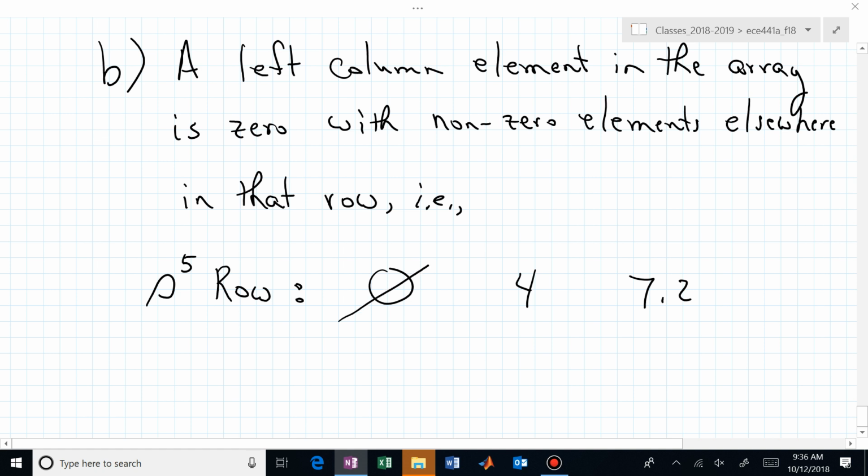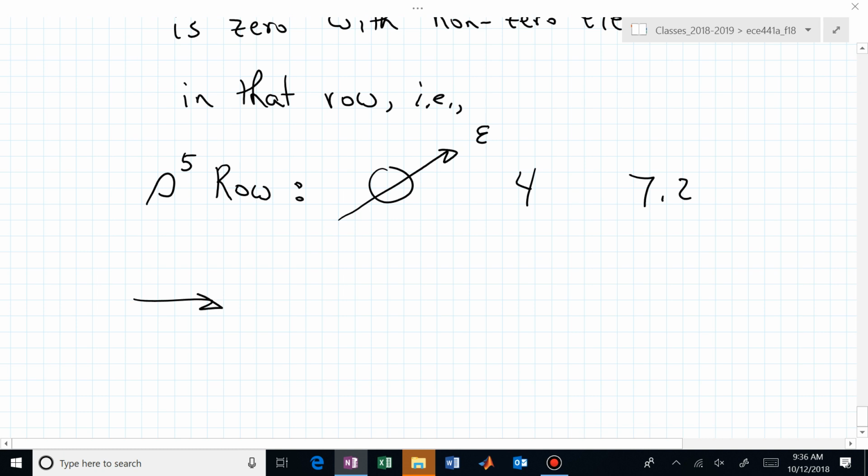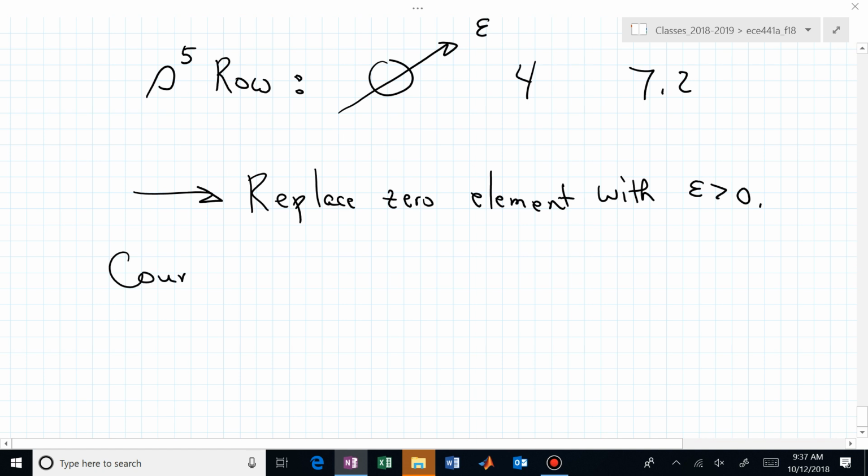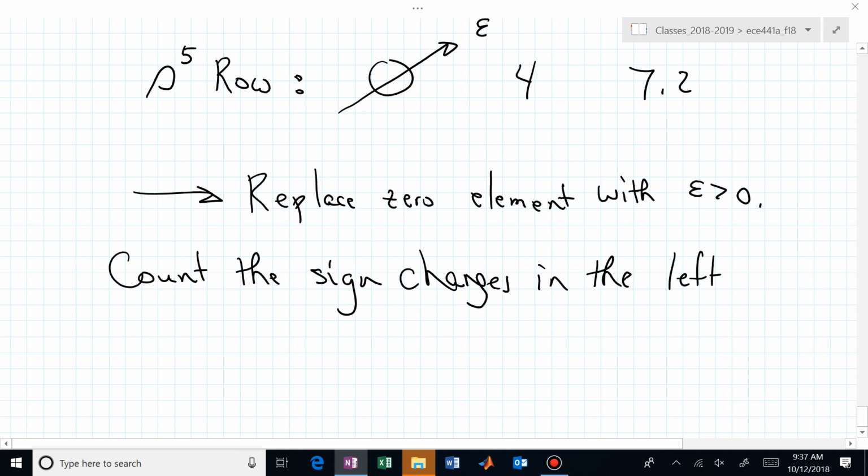What I do now is I replace that 0 with an epsilon. In this case, I can't continue building my Routh array. I can't continue the construction without some value there in place of the 0, so I'm just going to let it be epsilon. So I replace the 0 element with an epsilon, and let me make that epsilon positive, and then I count the sign changes in the left column as this epsilon gets smaller or goes to 0.